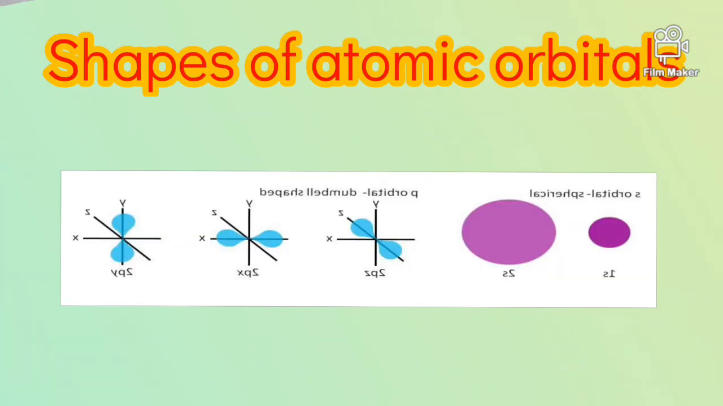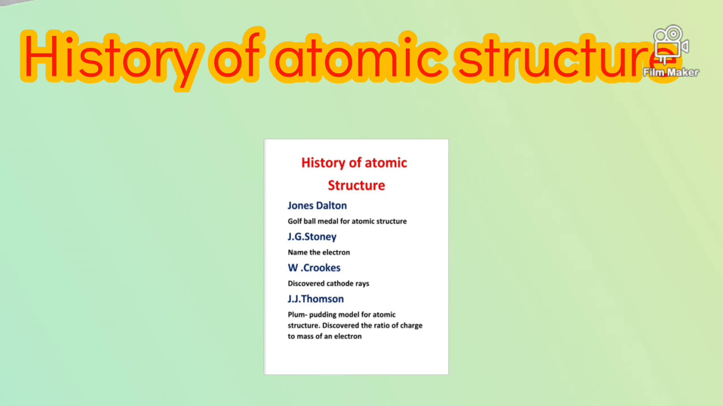Then we must know the shapes of atomic orbitals. The S orbitals are spherical in shape. P orbitals are dumbbell shaped. There are 3 P orbitals in one P subshell. They are arranged perpendicular to each other. Right? Okay. Then it is important for the exam to know the history of atomic structure.